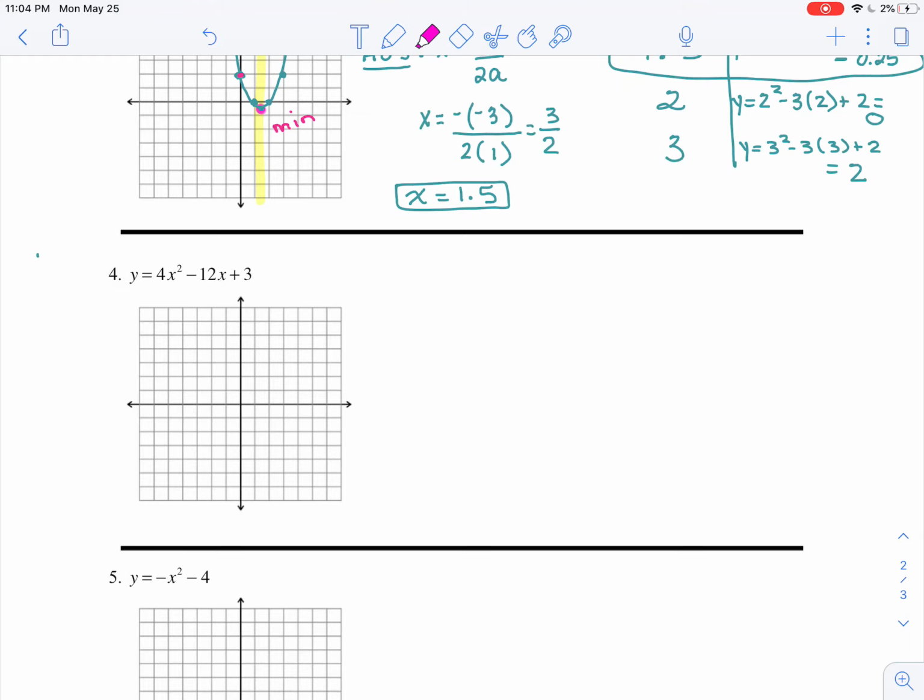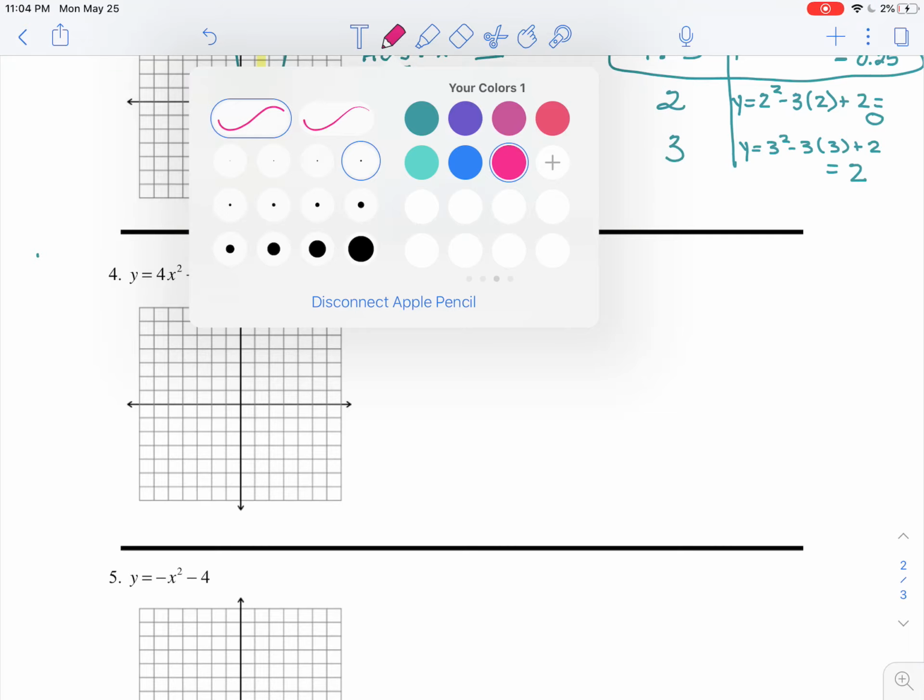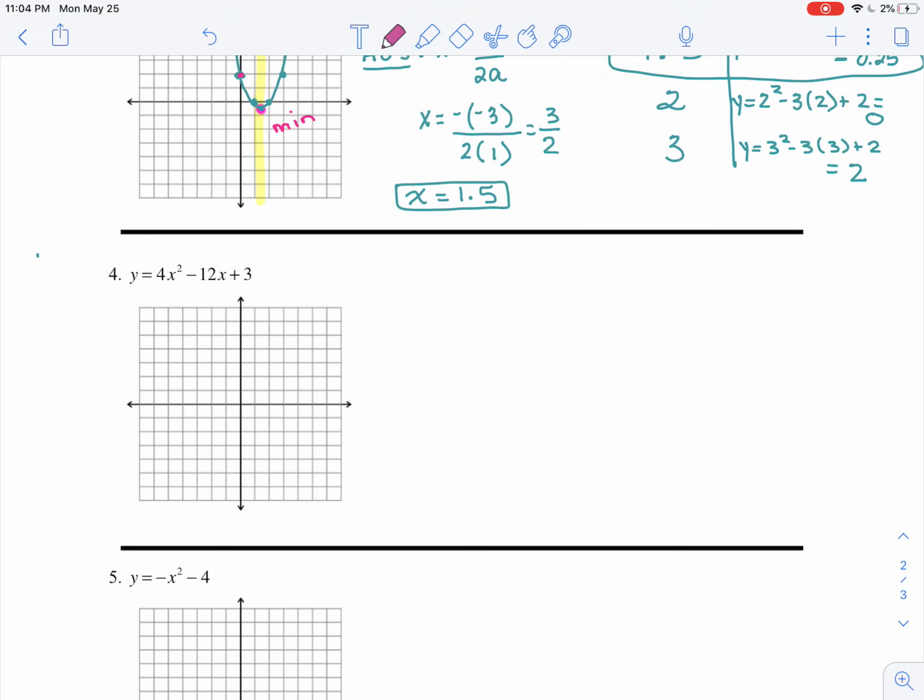Okay, if you take a look at example number 4, again, we're going to create our graph. So let's run through each of our different steps. We're going to start by picking out A, B, and C from our given equation. So here, A is the number always in front of x squared, so A is 4. B is in front of x, so B is negative 12. And C is the constant, the plain old number by itself, in this case 3.